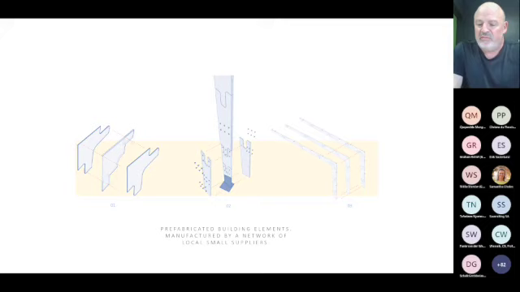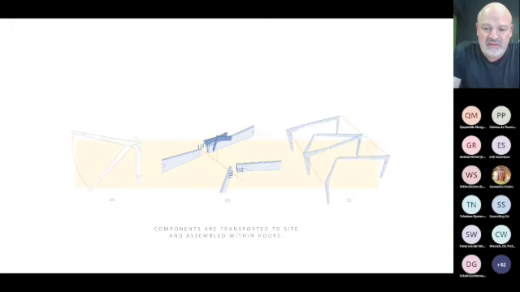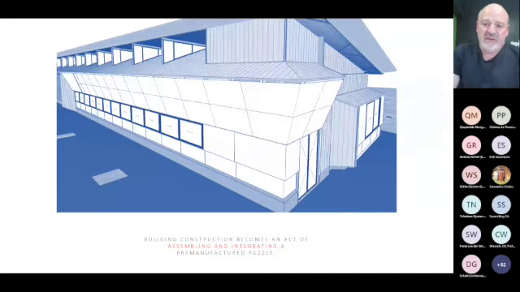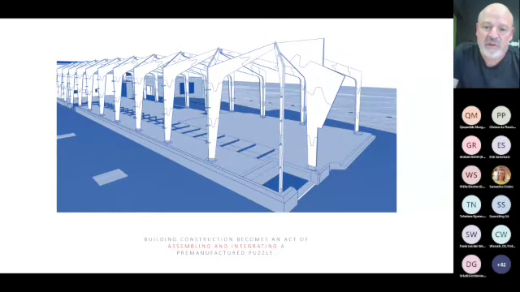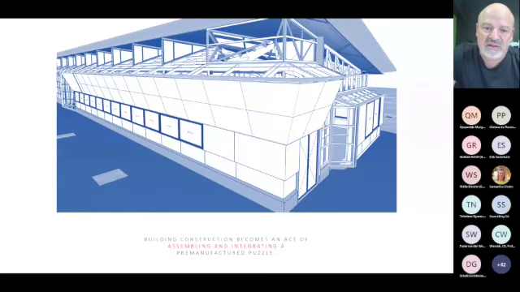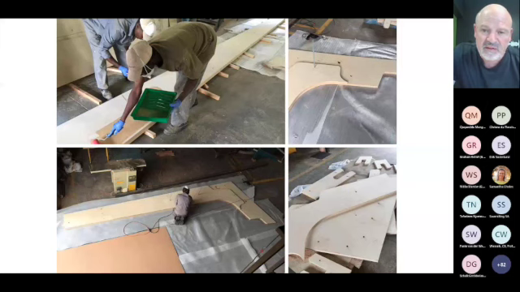This project is at the University of Pretoria, the Future Africa campus, and the hub building was designed by our practice. It was manufactured off-site and then assembled on-site by a local contractor. This is just some of the components, and this is how the building was assembled on site together. So this is the off-site manufacturing process.